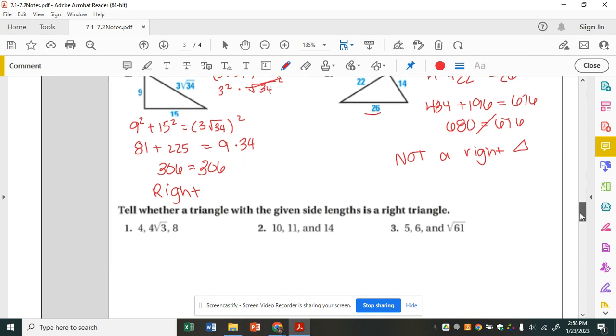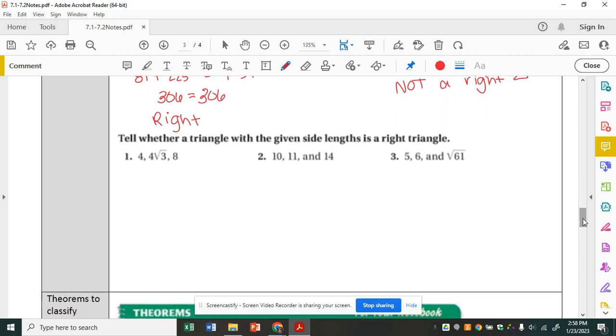Okay? I want you guys to try 1, 2, and 3 on your own. Again, you have some that have the radical, so be careful with that. But go ahead and try 1, 2, and 3. Go ahead, pause the video.